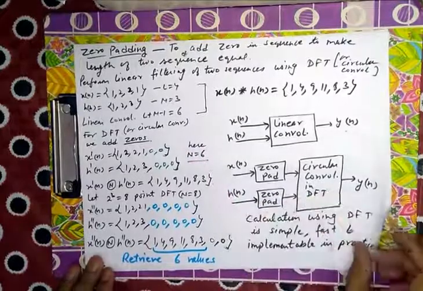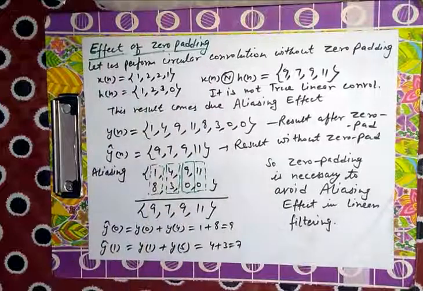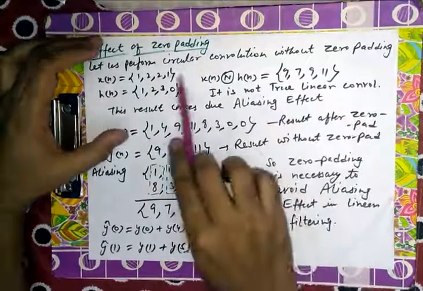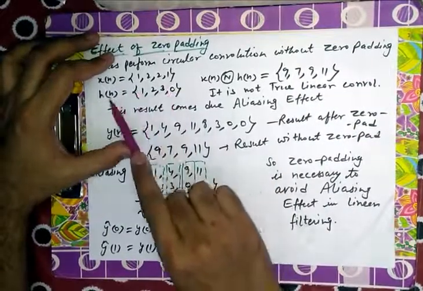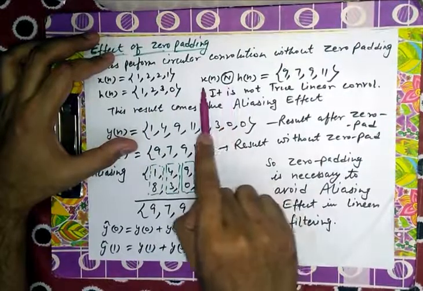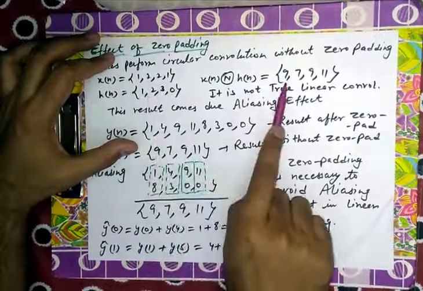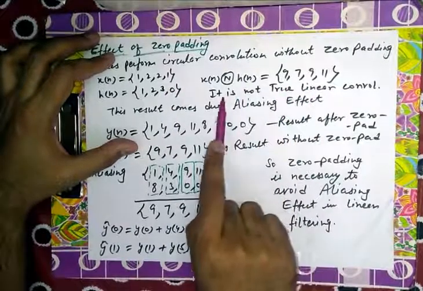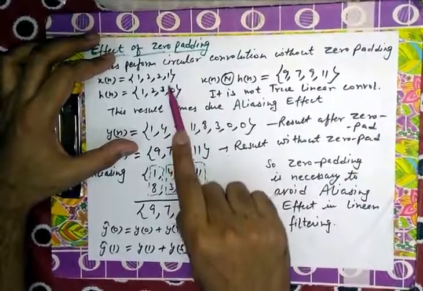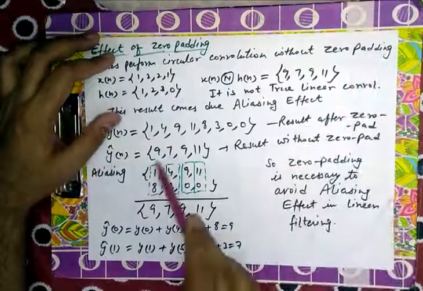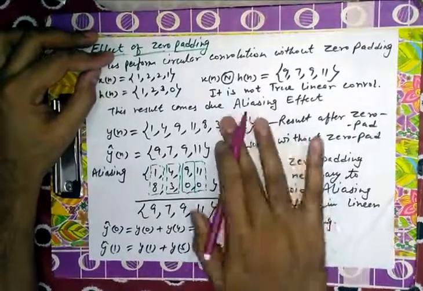Now what will happen if we do not do the zero padding? That is the effect of zero padding. Let us perform circular convolution without zero padding. Suppose x(n) is the sequence 1 2 2 1, the same sequence, h(n) is the sequence 1 2 3 0, and the circular convolution of these two sequences with N equal to 4 will result in 9 7 9 11. But you can see that this circular convolution is not the linear convolution of the actual sequences. If we do the linear convolution, the result is not the same. The result will be 1 4 9 11 8 3, not here. It is the linear convolution.